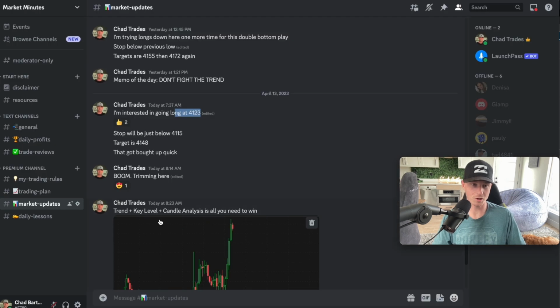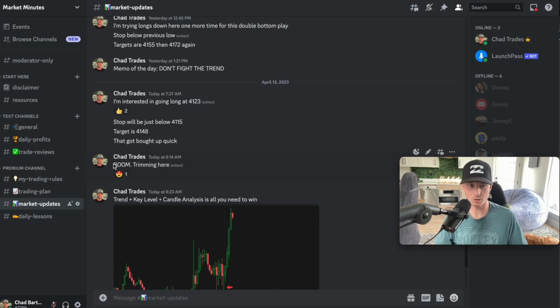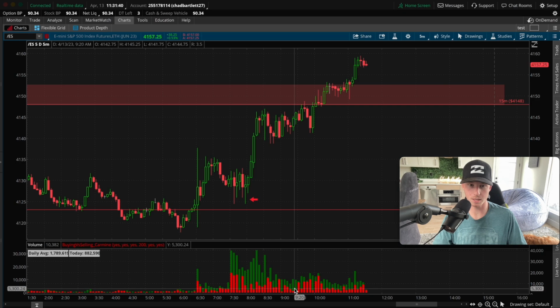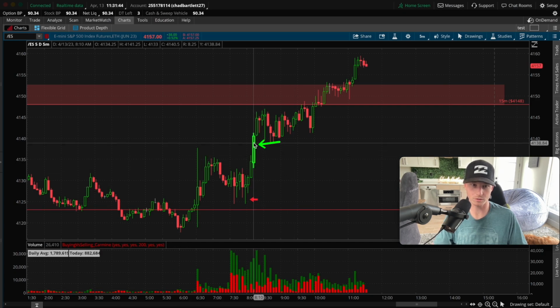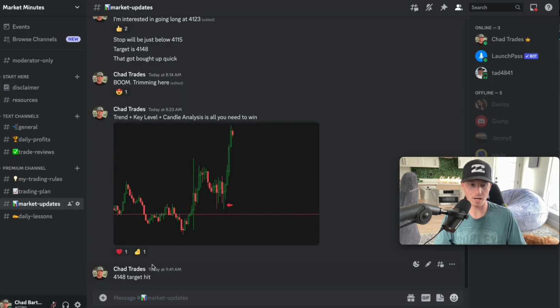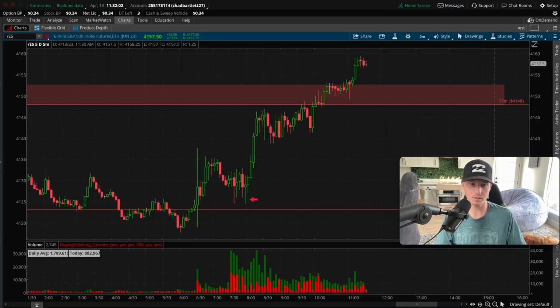So we can see if we go back at 8:14, I said, boom, trimming here. This is when we got that big pop up. So this is basically on this candle here. I was trimming my position, and around an hour and a half later, I had some runners on still, and we hit that 41.48 target. So anyways, that was my trade today.